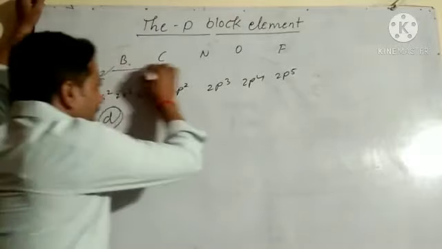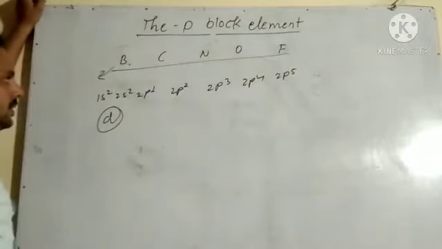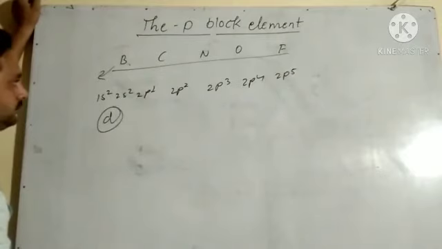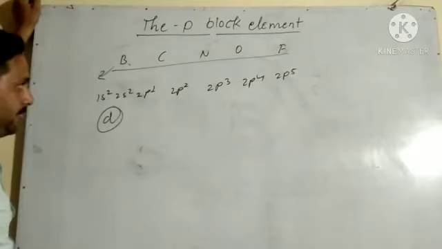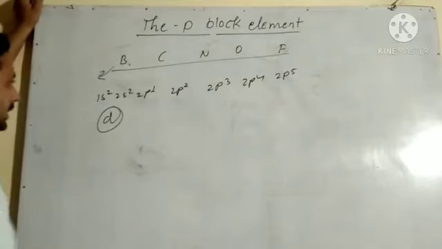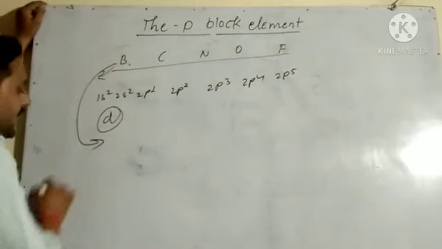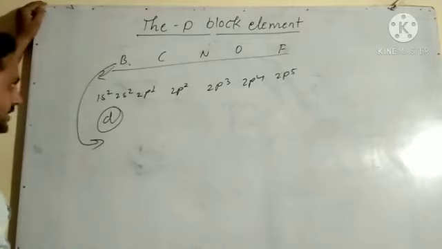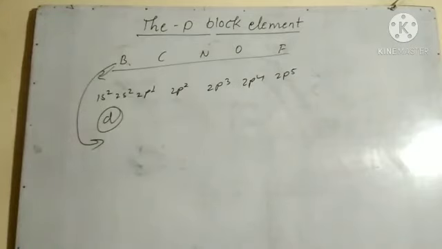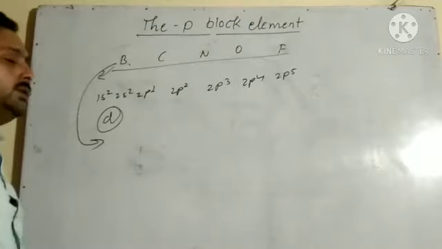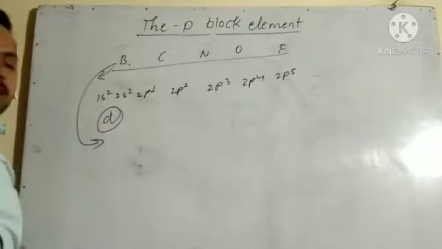So these elements do not show variable valency, and they can't expand their octet. Means their oxidation state, their valency, is not always equal to their group number due to the absence of d orbital.